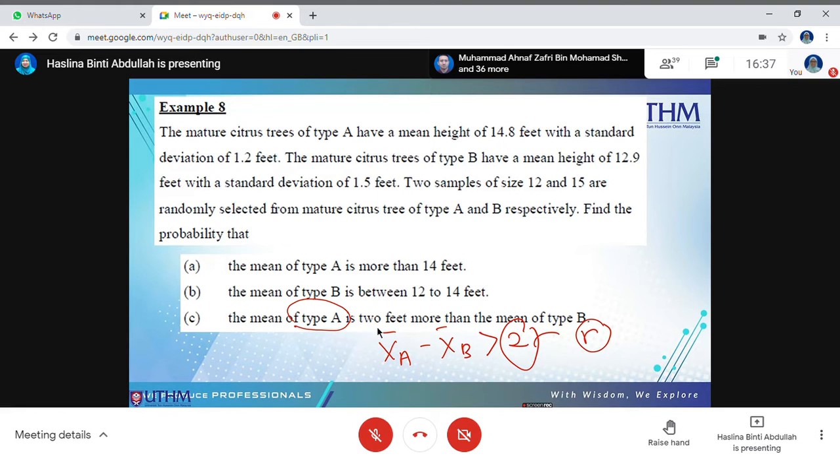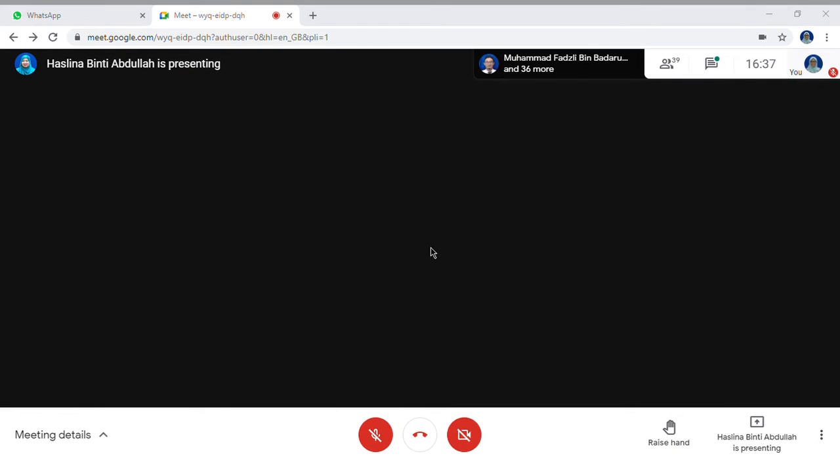Whichever is mentioned first, that is what we will start with. If sample 2 is mentioned first, it will be mu2 minus mu1. If in the sentence sample 1 is mentioned rather than sample 2, it will become mu1 minus mu2.